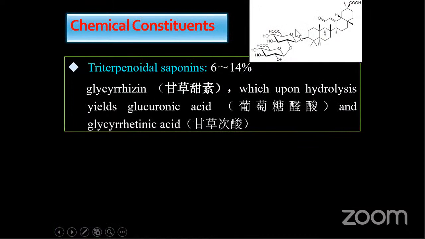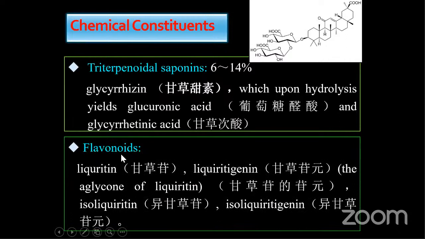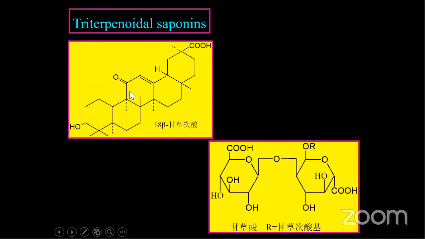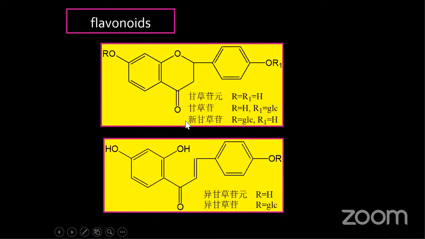And the chemical constituents, here we should talk about chemical constituents. Licorice contains triterpenoid saponins, like glycyrrhizin, which upon hydrolysis yields glucuronic acid and glycyrrhetinic acid. Another main drug component is the flavonoids. So triterpenoid saponins and flavonoids. So there are structures of triterpenoid saponins and flavonoid structures.